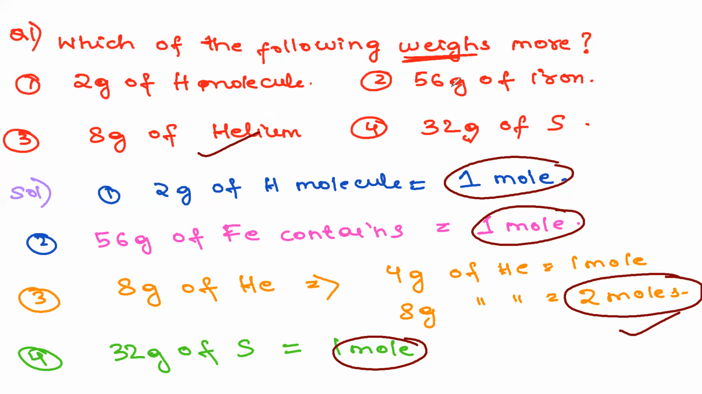Generally the students will answer 56 grams of iron, because they think it has more weight. But in chemistry, we consider weight with respect to moles, not weight with respect to grams. So our answer is the third option, 8 grams of helium, because it contains 2 moles. So that is the answer. This is model number 1.